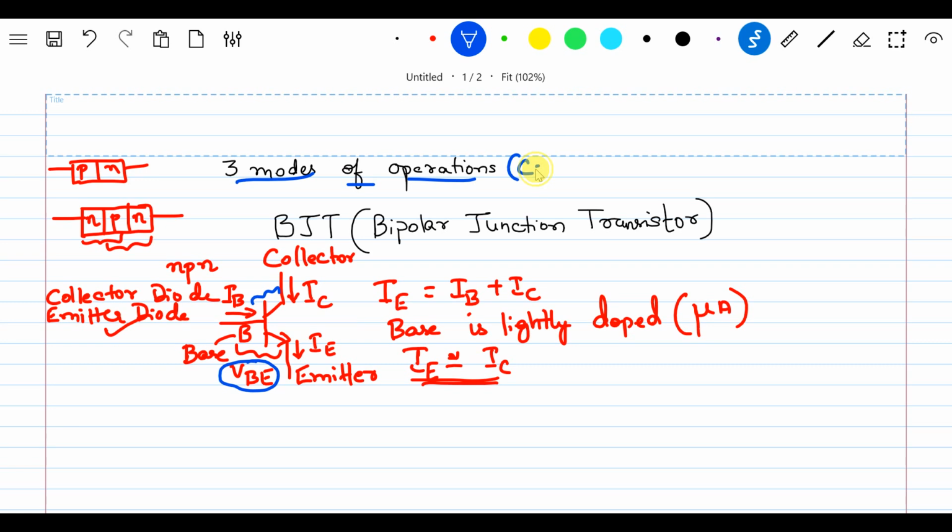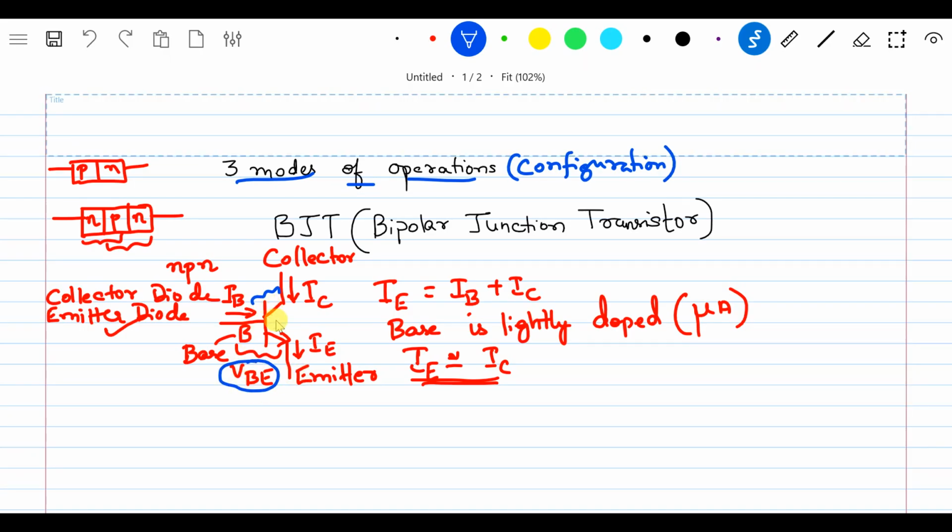Later, when I am discussing the three modes of configuration, we will see what common emitter is. In that case, we will be concentrating more on VBE.